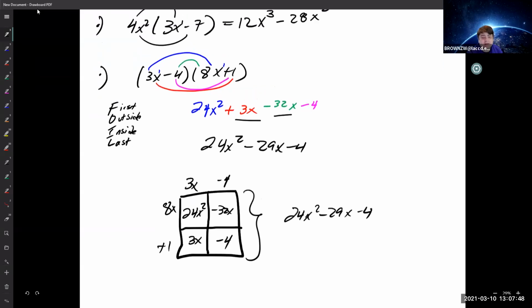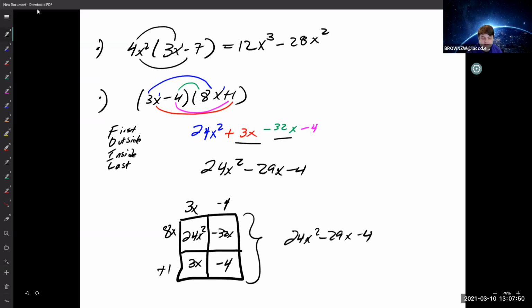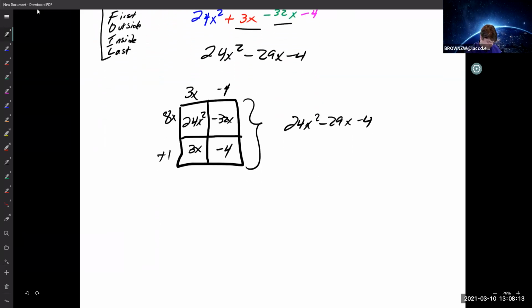Doesn't really matter. And like I said, when we say first, outside, inside, last, it doesn't necessarily have to be exactly in this order. You just need to make sure that you do all 4 multiplications. If you wanted to do first, last, outside, inner, or whatever, you really could do it in any order you want, just making sure that you cover all 4 multiplications. Okay, let's look at just one more of these.